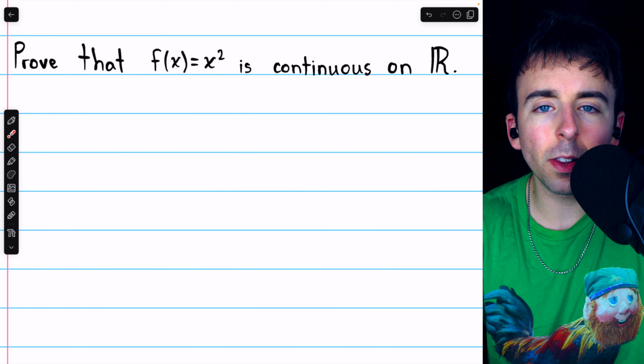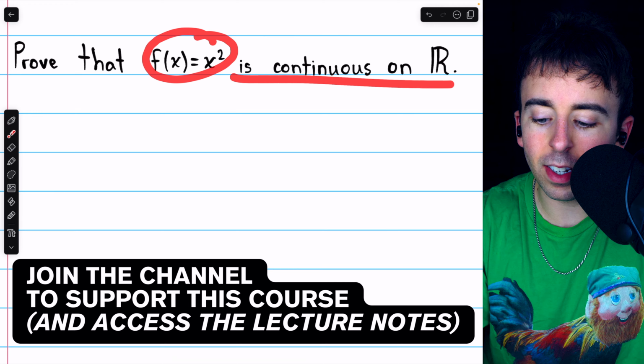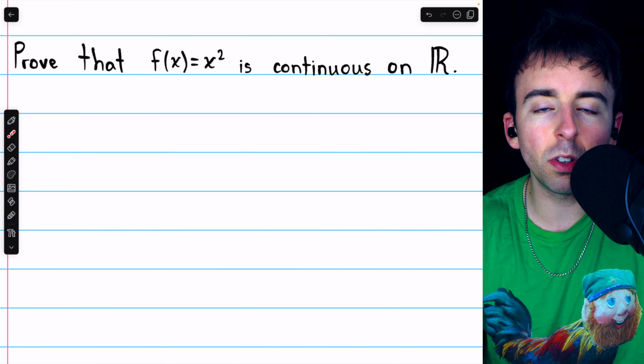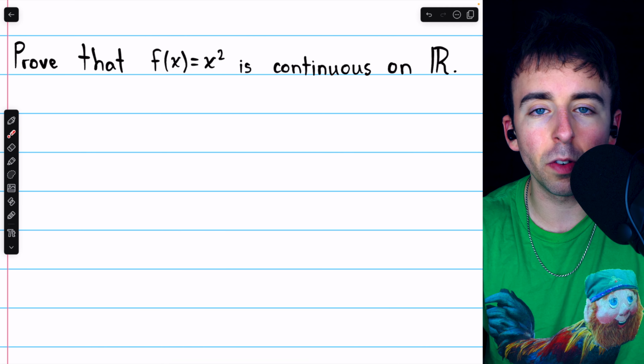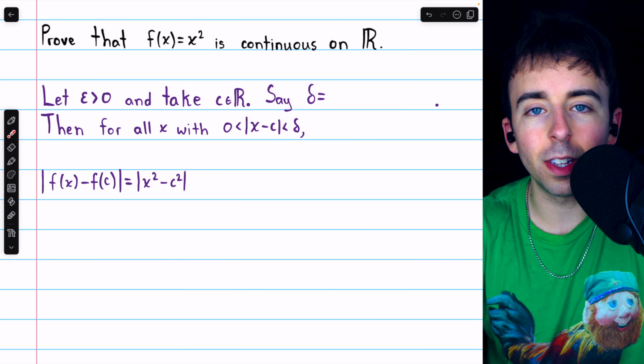Let's use the epsilon delta definition of continuity to prove that x squared is continuous on the real numbers. I'll leave a link in the description to my lesson introducing this definition of continuity if you need to review. As always, we begin our continuity proof with an arbitrary epsilon that's greater than 0.